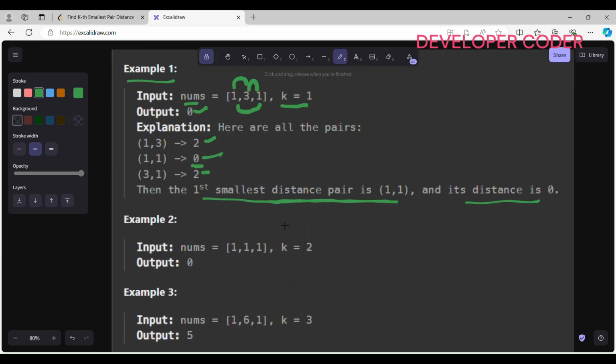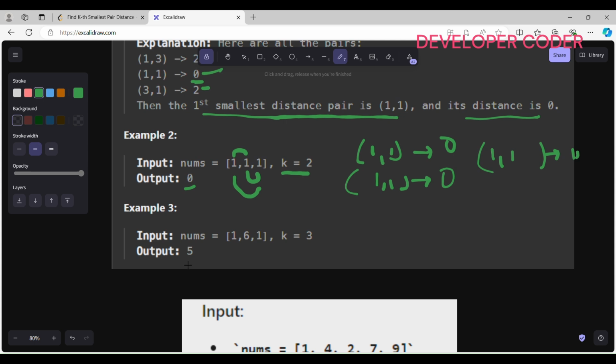Now see example number 2. We have to find the second smallest. So let's suppose here this pair 1 1, the distance between them is 0. If I take these two ones, then again distance is 0. If I take these two ones, then again distance is 0. So we have second smallest is 0 only, right? That is why I am returning 0 only.